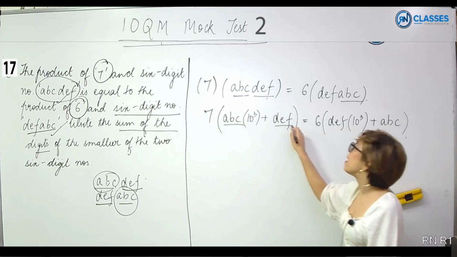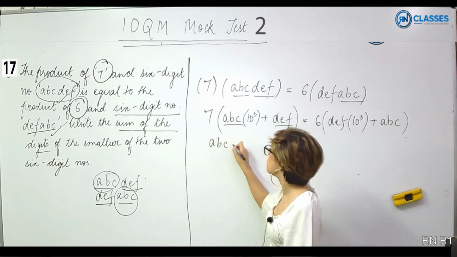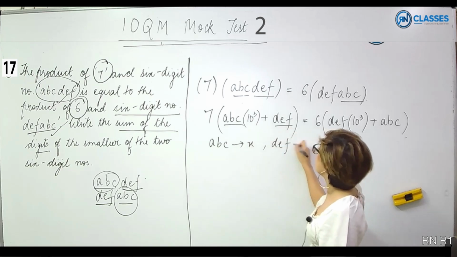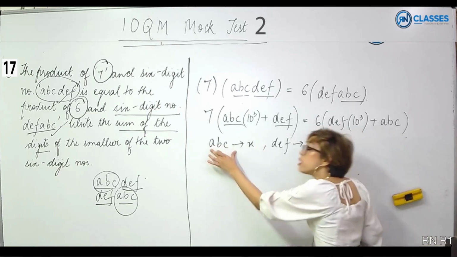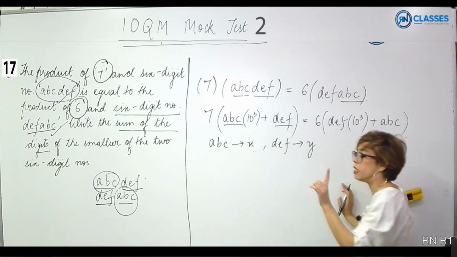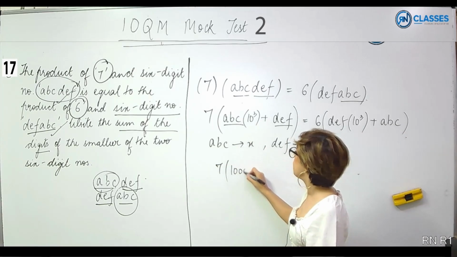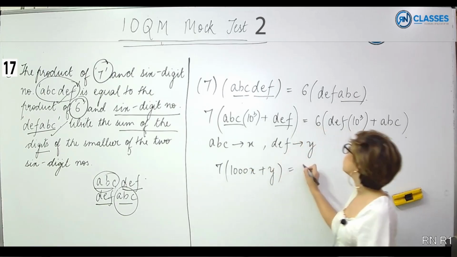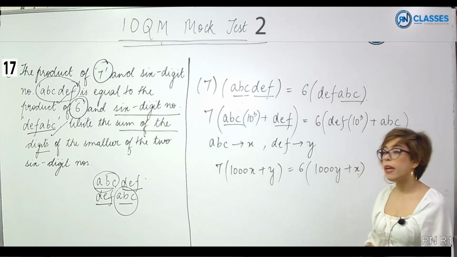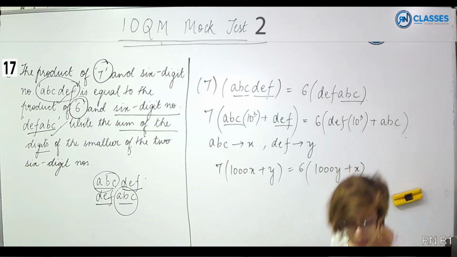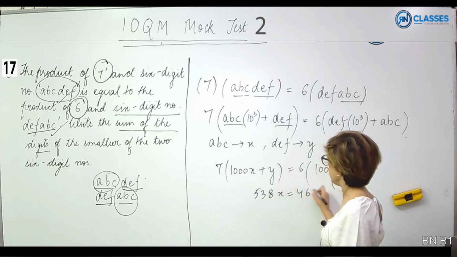Now ABC, DEF is occurring again and again. What I can do is just replace or substitute it. So let ABC be X and DEF be Y, so that it is a bit easier for me to see. Now, obviously, I can see that X is a 3-digit number and Y is a 3-digit number, right? So this becomes 7 into 1000X plus Y is equal to 6 into 1000Y plus X, right? I will obviously combine the like terms and ultimately I will get 538X equal to 461Y.